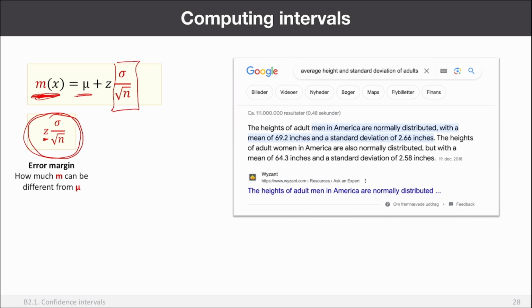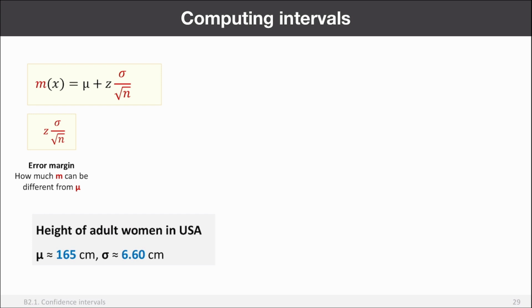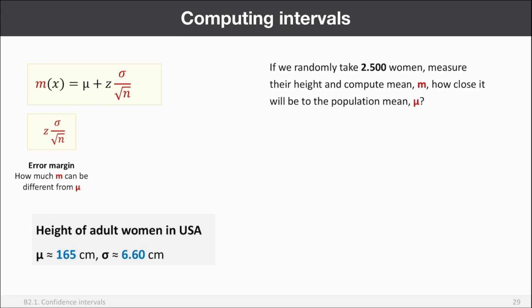Let's use an example that I used already before about the height of female persons in the United States. So we have population parameters in this case. We know that the average height of females in the United States is 165 centimeters, and the standard deviation is 6.6 centimeters, right? It's exactly this information I got. Now let's use this to answer the following question. If we randomly take 2.5 thousand women from the whole country, so it should be a random representative sample, measure the height of these women and compute the average height of these 2.5 thousand women, how close will this value be to the true population mu?